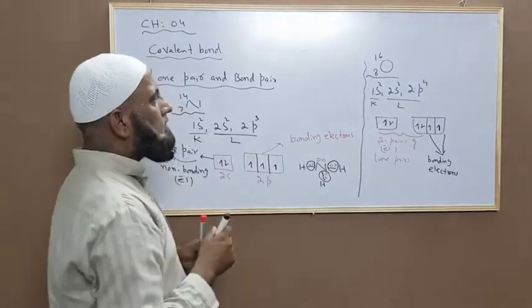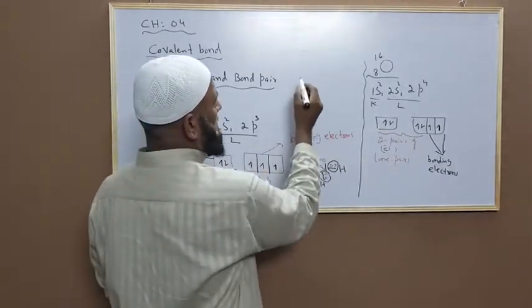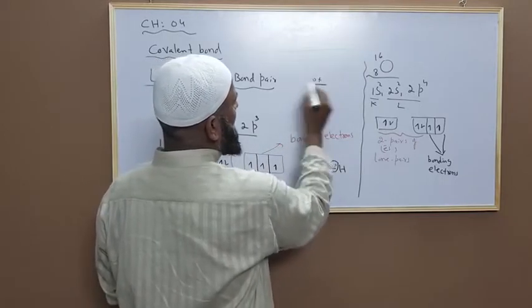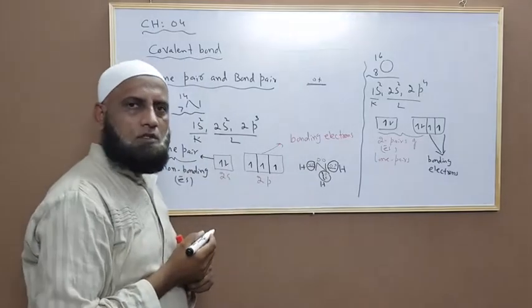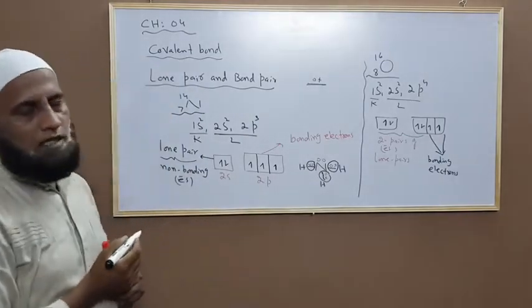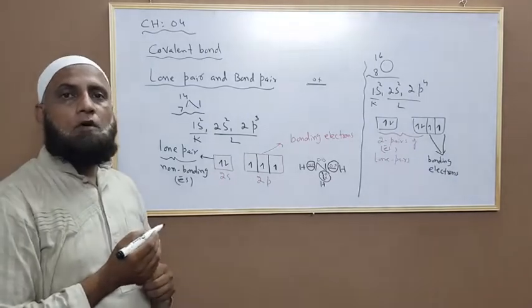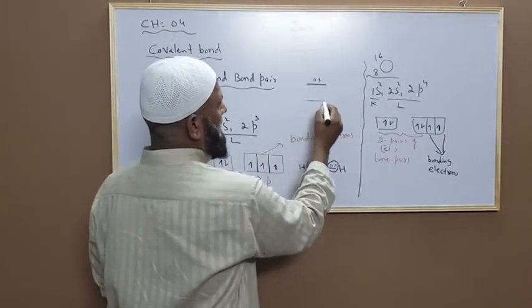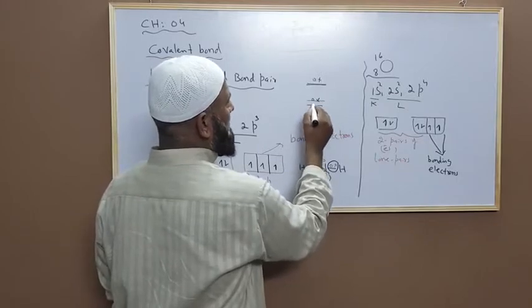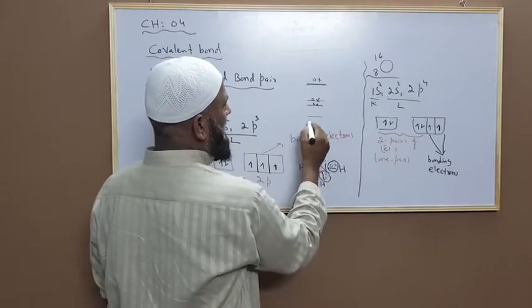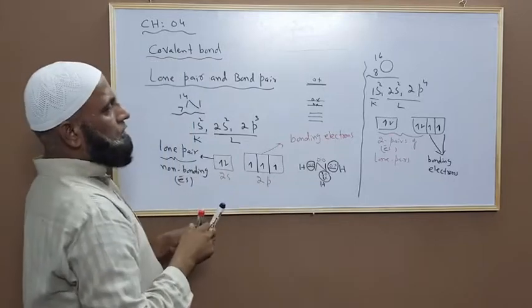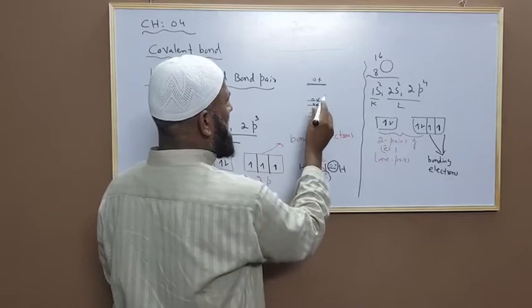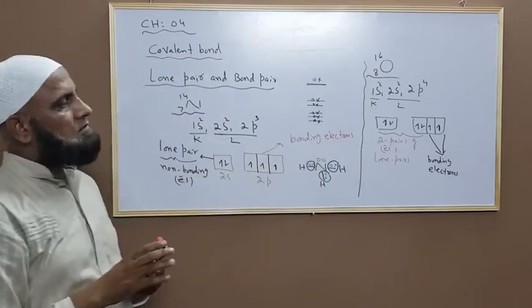So in one covalent bond, a single covalent bond, there is one pair of electrons. We can also say bond pair. One bond pair means there is a single bond. So in the case of a double covalent bond, you would have 2 bond pairs. In the case of a triple covalent bond, you would have 3 bond pairs, or overall you can say 6 electrons.